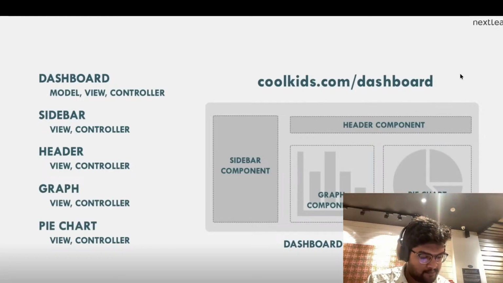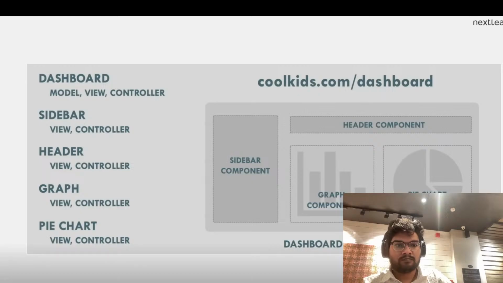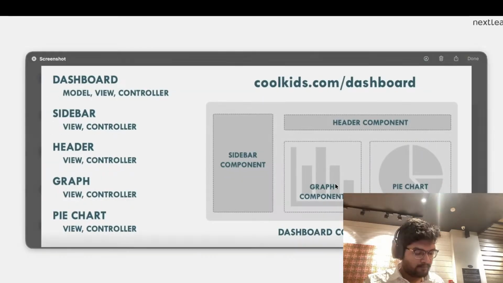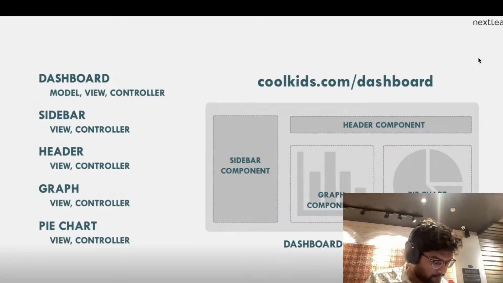Now, when it comes to the component-based architecture, as discussed in the previous video, the dashboard component will be considered the parent component, and the sidebar component, header component, graph component, and the pie chart component will all be child components within the dashboard component. The dashboard component contains the model, and that will be the code that retrieves the data from the backend, handles all the business logic, and then passes that data inside of the child components, being the sidebar, the header, the graph, and the pie chart.